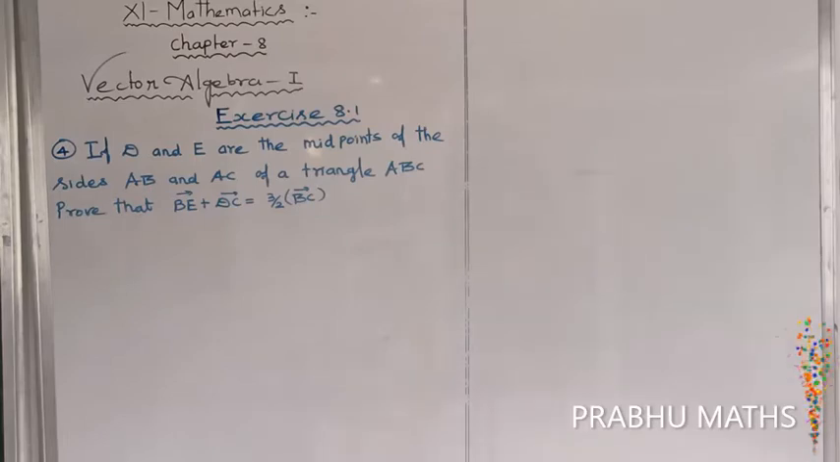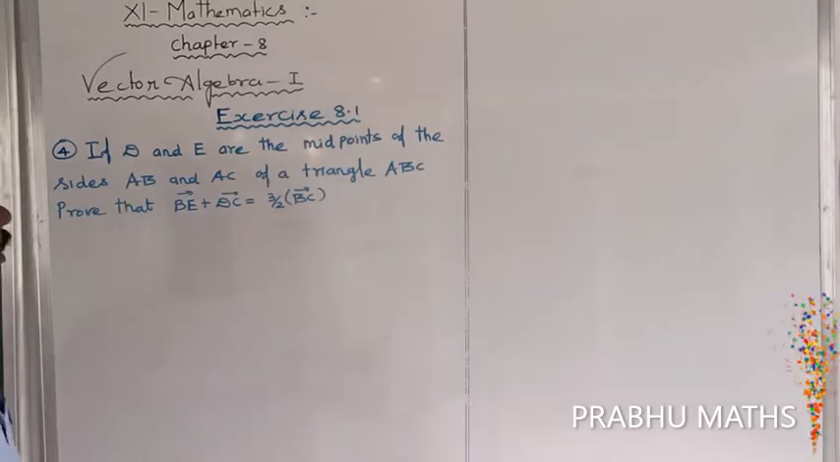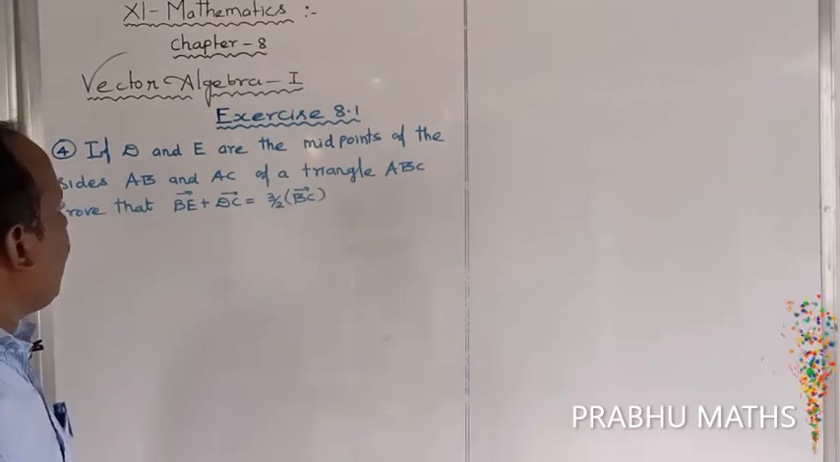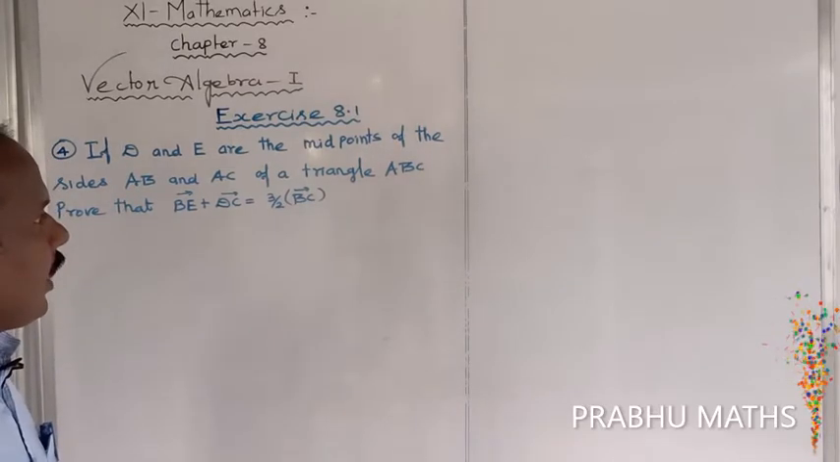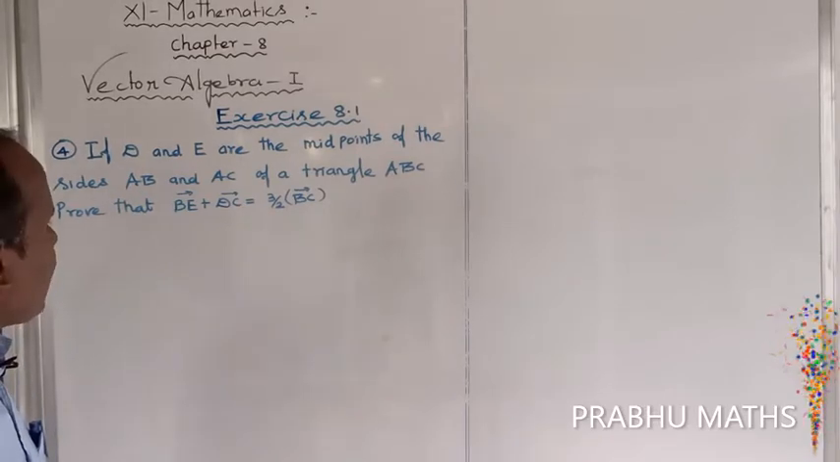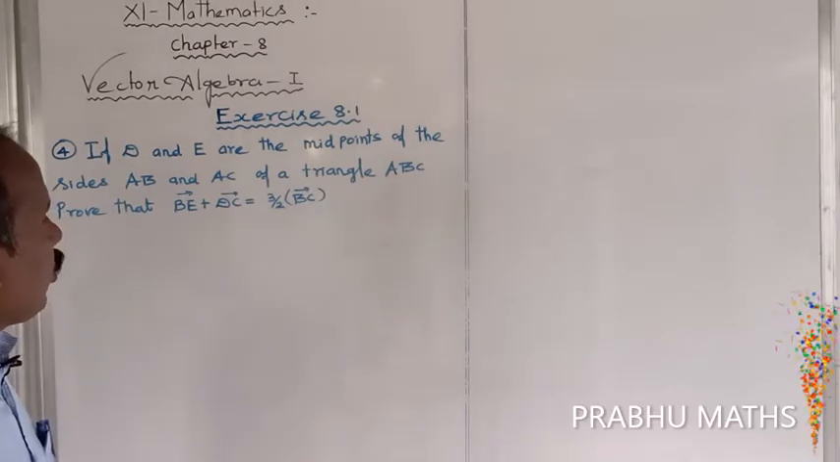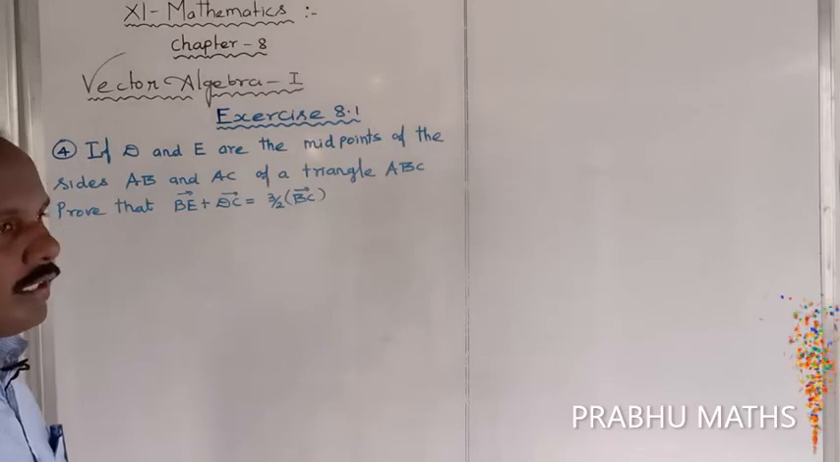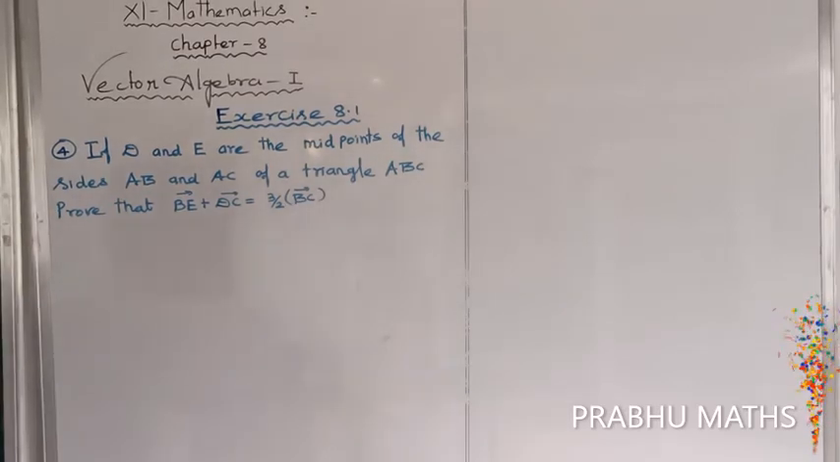Exercise 8.1, fourth sum. If D and E are the midpoints of the sides AB and AC of the triangle ABC, then prove that BE vector plus DC vector is equal to 3 by 2 into BC vector. That is the proof.